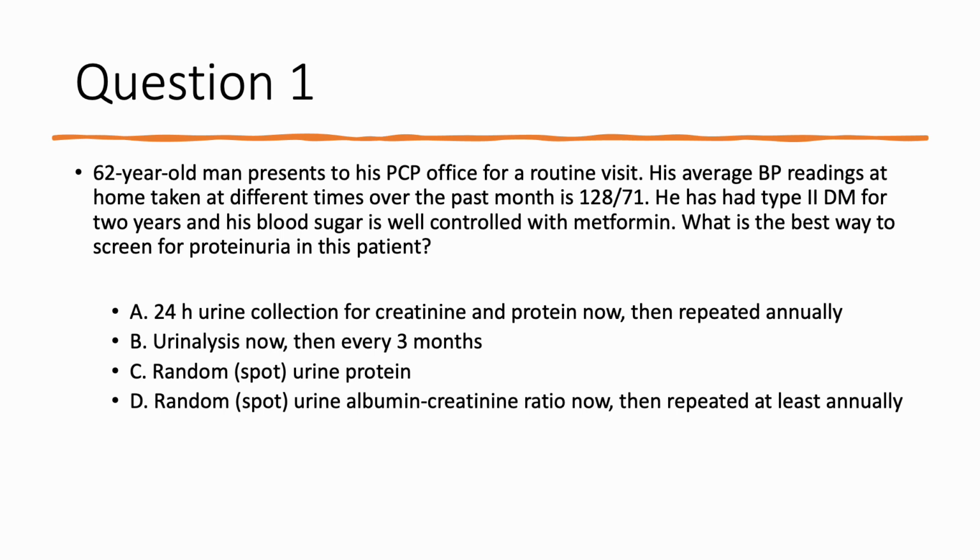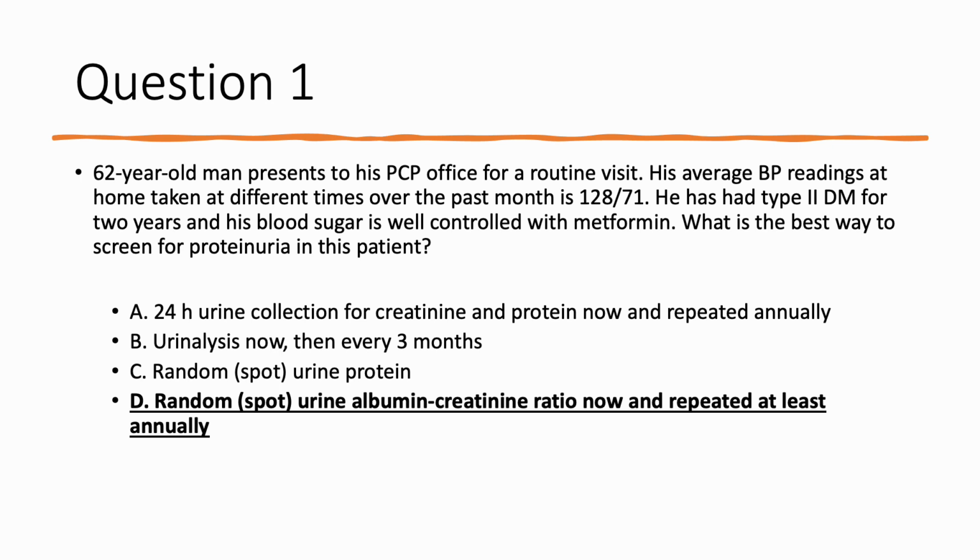A, 24-hour urine collection for creatinine and protein now and then repeat annually. B, urinalysis now and then repeat every 3 months. C, random or spot urine protein. D, random or spot urine albumin creatinine ratio now and then repeated at least annually. Now here you can pause the video, think about which answer you would like to choose because the answer is going to be on the very next slide. So pause if you like.